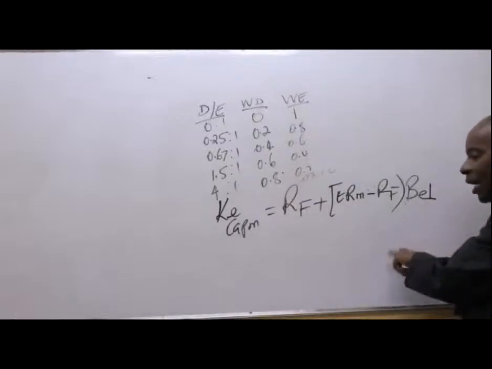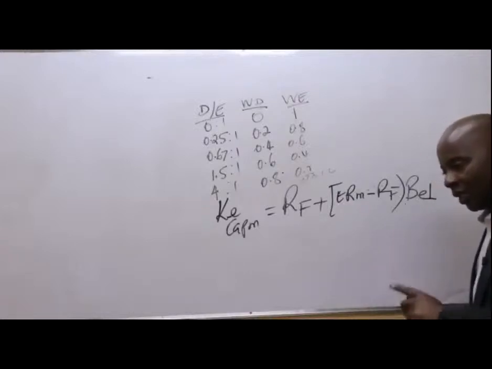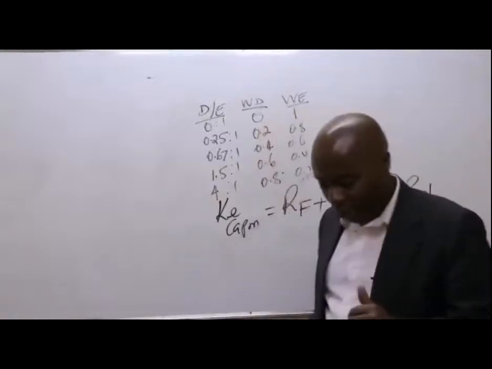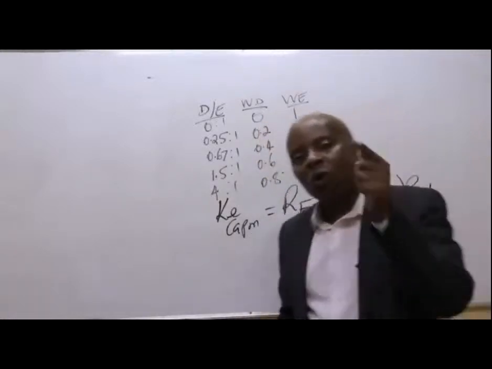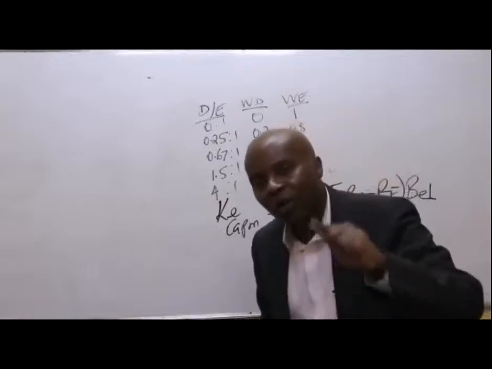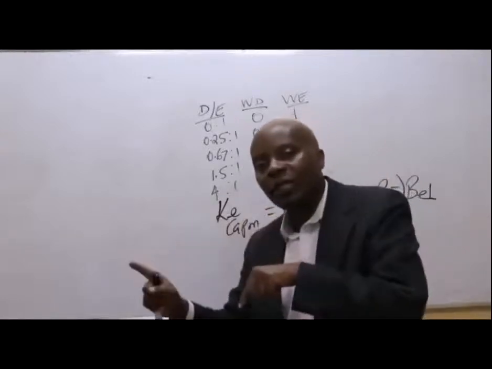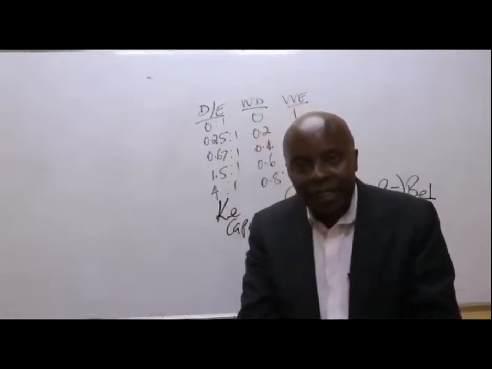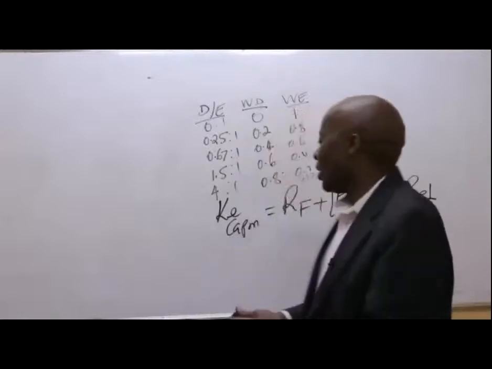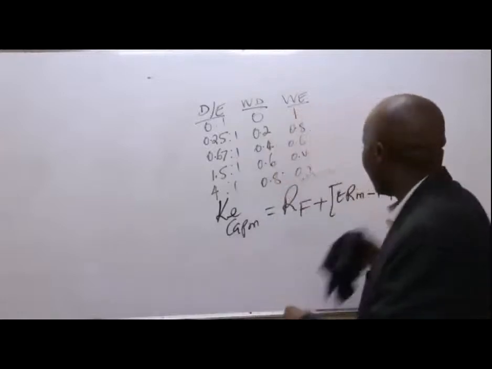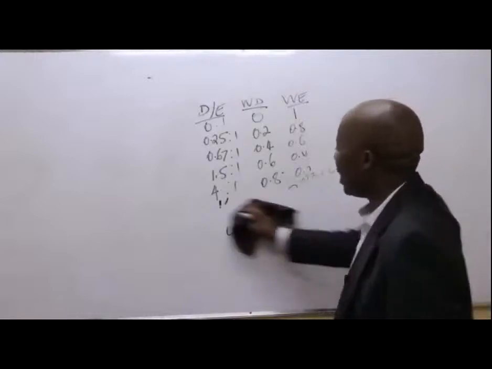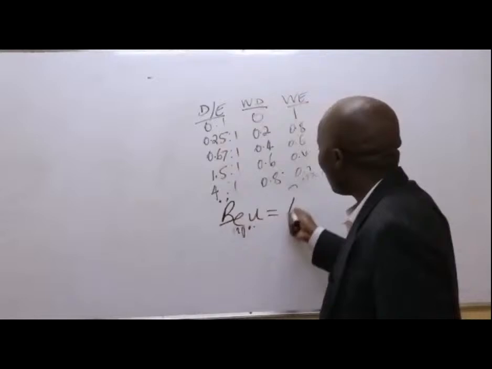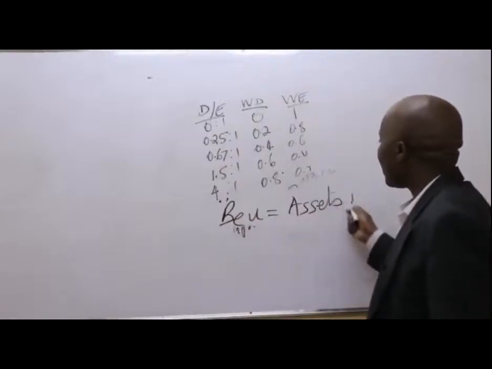And then I'll write somewhere that BEL stands for beta equity of a levered organization. Now, ladies and gentlemen, how do I get to change beta equity of unlevered to beta equity of levered? When you give me this beta equity unlevered, it is also known as assets beta.